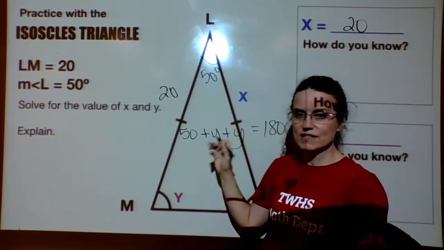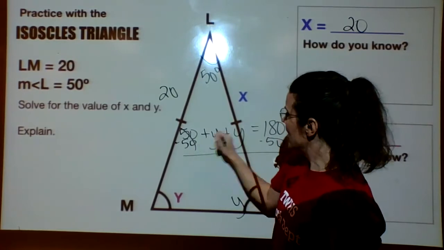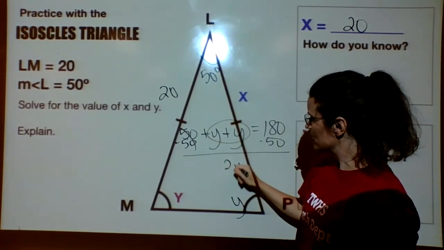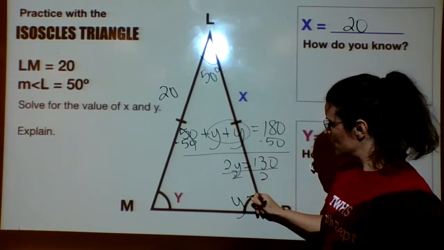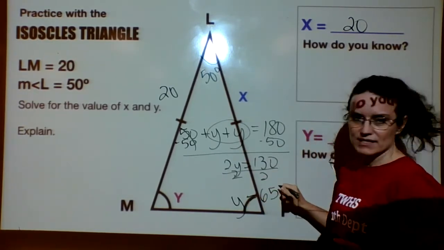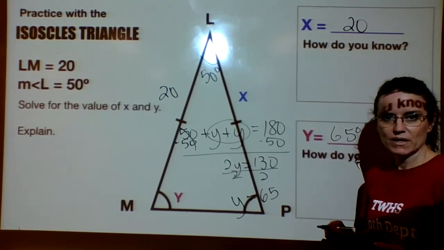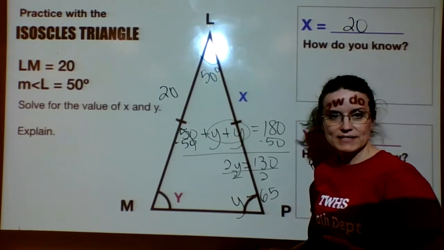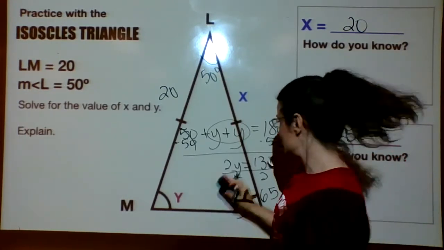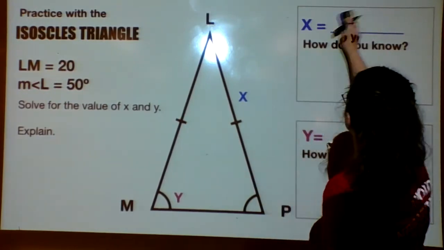And so let's do the same thing. I'll subtract the 50 off my sides and combine my terms. 2Y is 130. Now when I divide by the 2, my Y comes out to be 65 degrees. And there you go. All right? So know that your triangles add up to 180 and know that the base angles are congruent. You can find anything you need in an isosceles triangle.